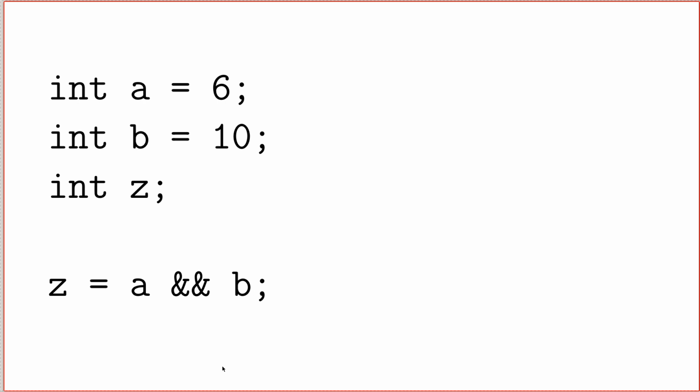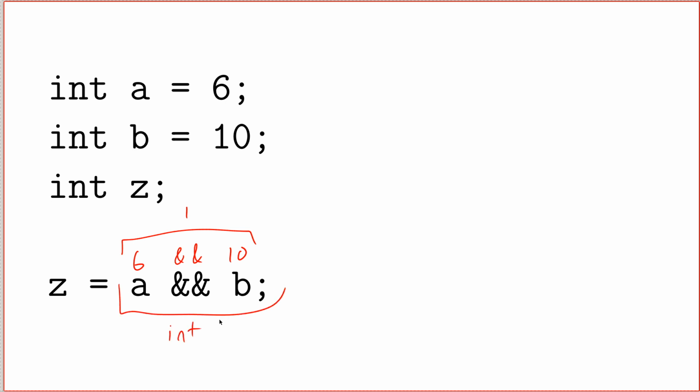And here's a and b just by itself. So a is 6, b is 10, and we know that logical and gives us back true if both of its operands evaluate to true. And they do, because neither of its operands is 0. And so this comes back with the value 1, and that's an int.